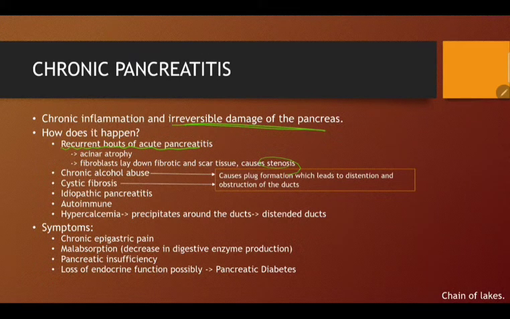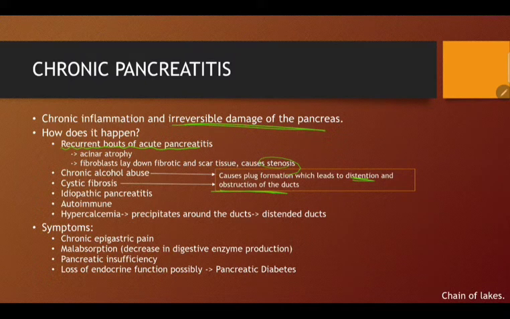The second cause, and the third cause, chronic alcohol abuse and cystic fibrosis, they technically cause the same issue. They cause a plug formation. Chronic alcohol abuse increases the amount of bicarbonate and mucus that is produced, and therefore you have a plug. In cystic fibrosis, it's an increased amount of mucus formation, right? And they form a plug, which leads to distension and obstruction of the ducts.